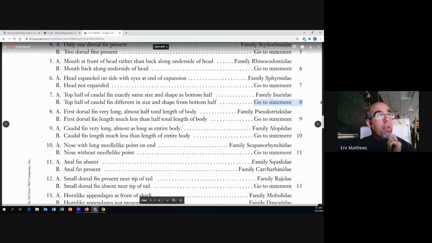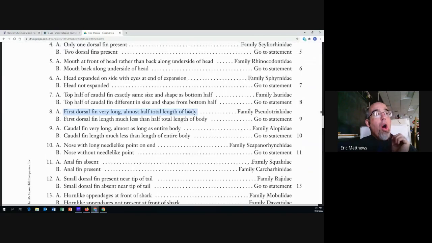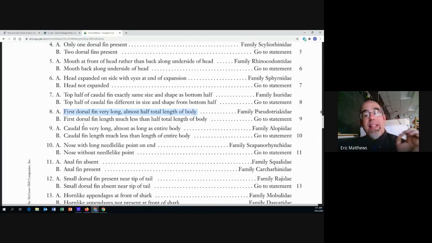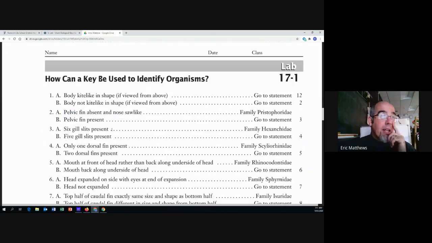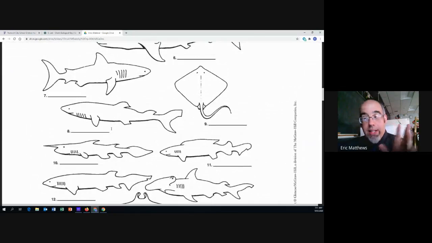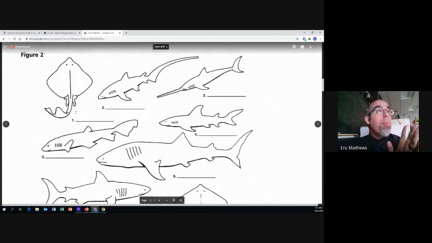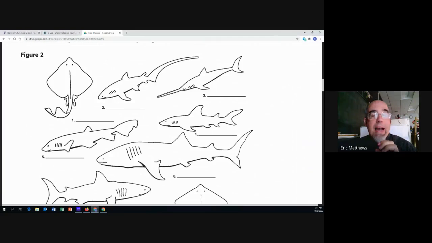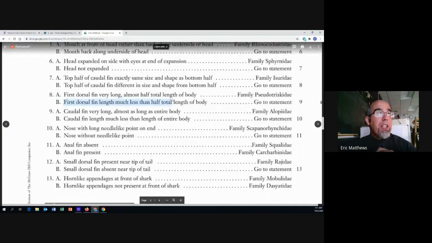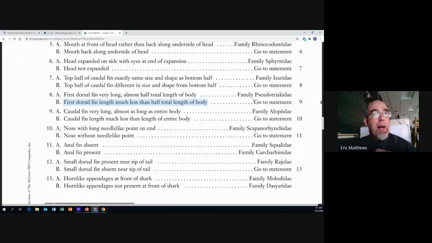Go to statement 8. Is the first dorsal fin very long, almost half the total length of the body? Or is the first dorsal fin much less than half the total length of body? Now, a lot of people make the mistake here because they're looking for a long fin that says long fin and they go with it. But it's the first dorsal fin. His is not half his body length. So the first dorsal fin is much less than half the total length of body.